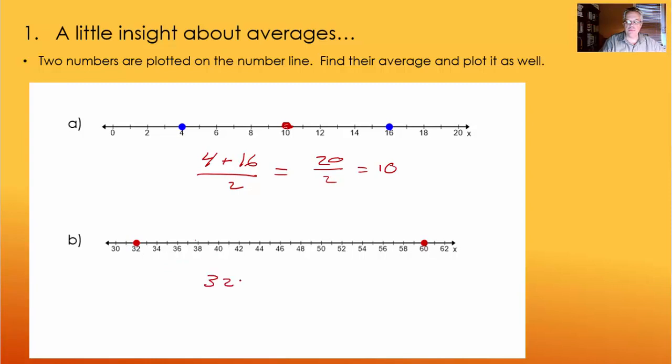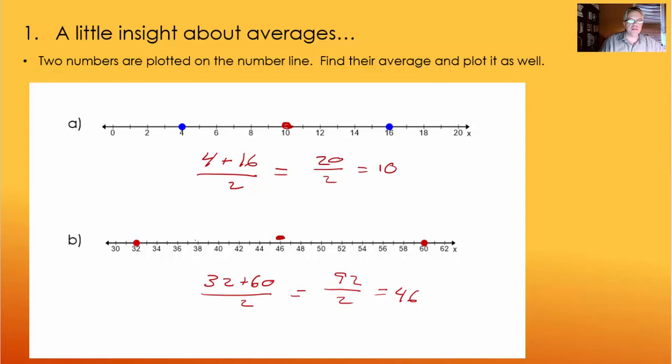So we're going to do 32 plus 60 and divide that by 2. Remember, we have to simplify the numerator first. If you're doing this on a calculator, you do 32 plus 60 and hit equals, and then divide by 2. All right, so 32 plus 60 is 92, and if we divide that by 2, we get 46. So we're going to plot 46, and sure enough, that's halfway in between these two points.